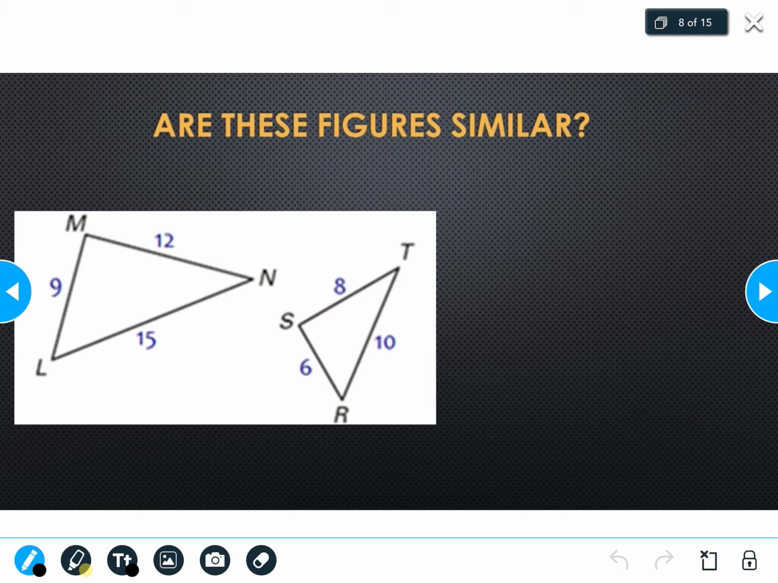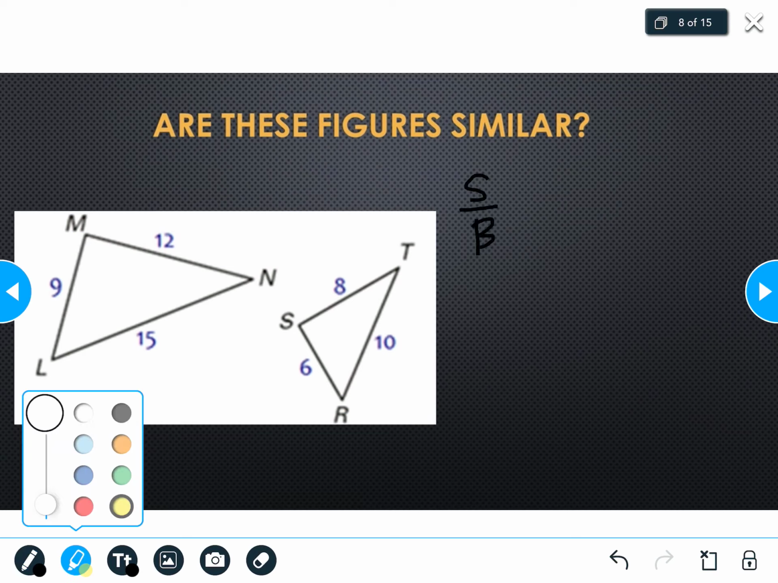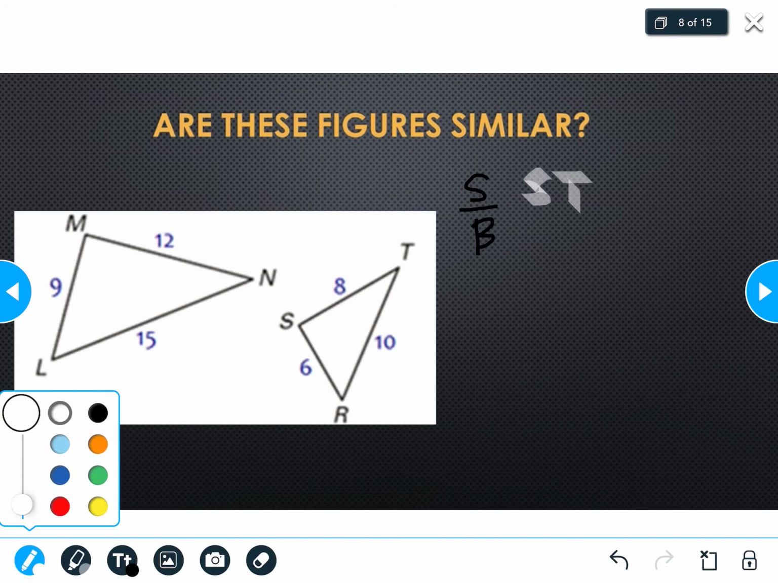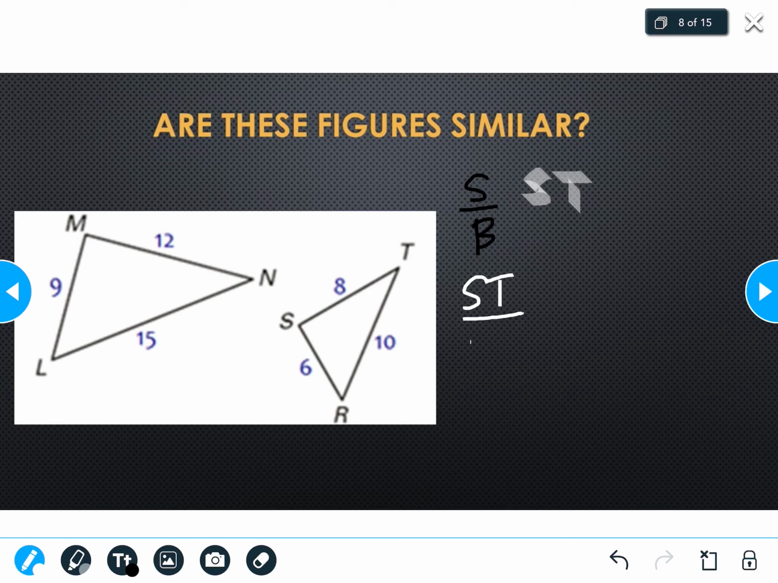So I'm going to do the small over big. So I'm doing small over big. So on the small, ST over, let's see what side corresponds with ST on the big figure, MN. ST is 8/12.